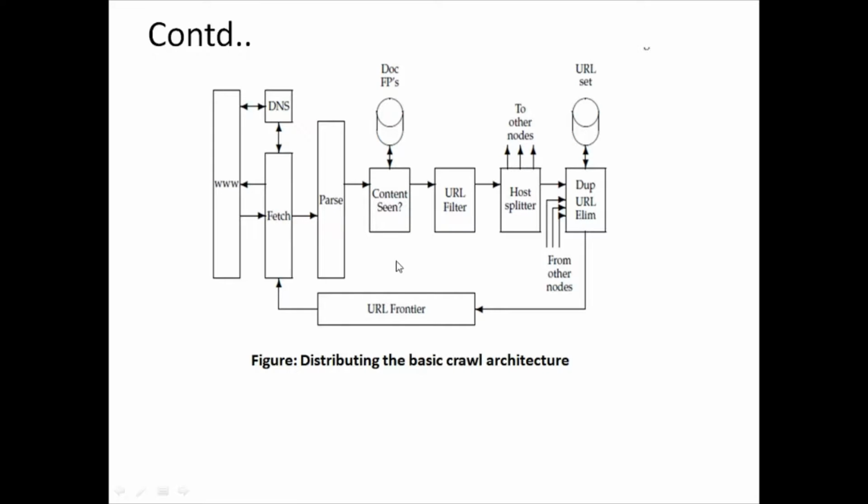The major difference between our basic crawler architecture and the distributed architecture is that we have a host splitter module, and this host splitter module will be sending the URL to the host which is responsible for that URL. And again, we have multiple inputs to the duplicate URL eliminator.